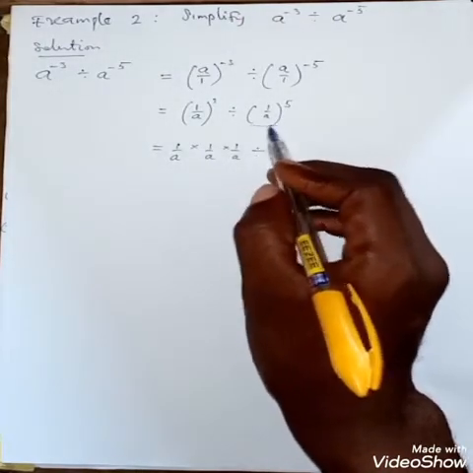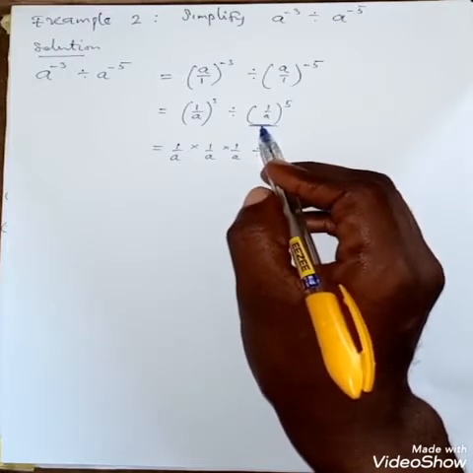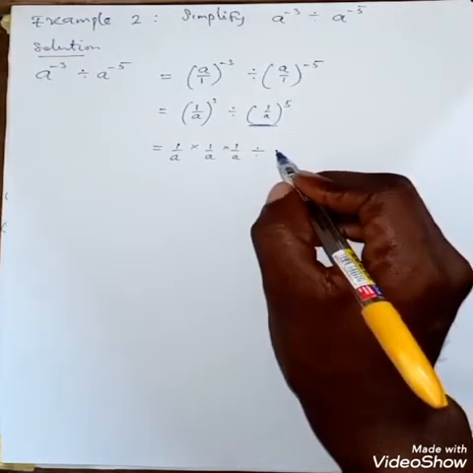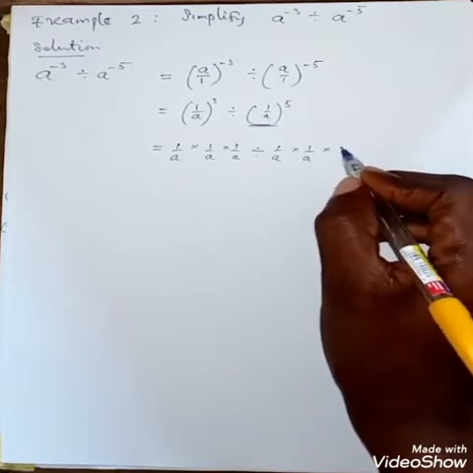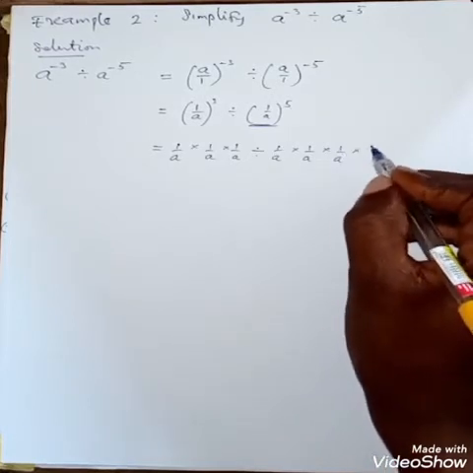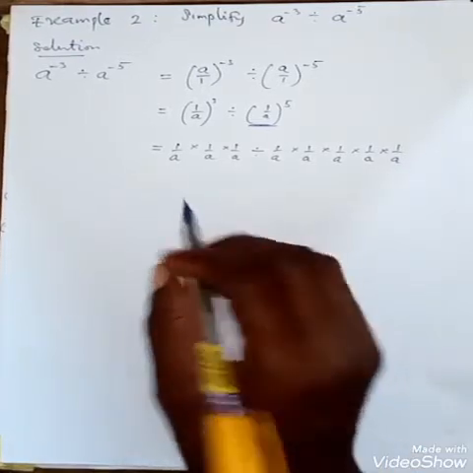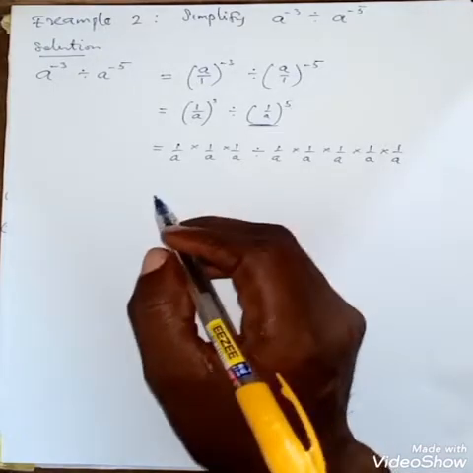The same thing will happen here. We are going to repeat the element inside this bracket 5 times. That will be 1 over a times 1 over a times 1 over a times 1 over a times 1 over a. Now let us multiply everything.